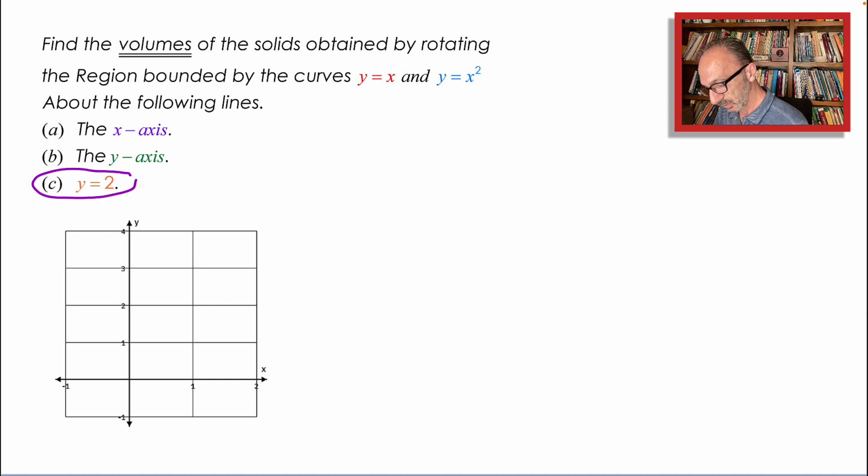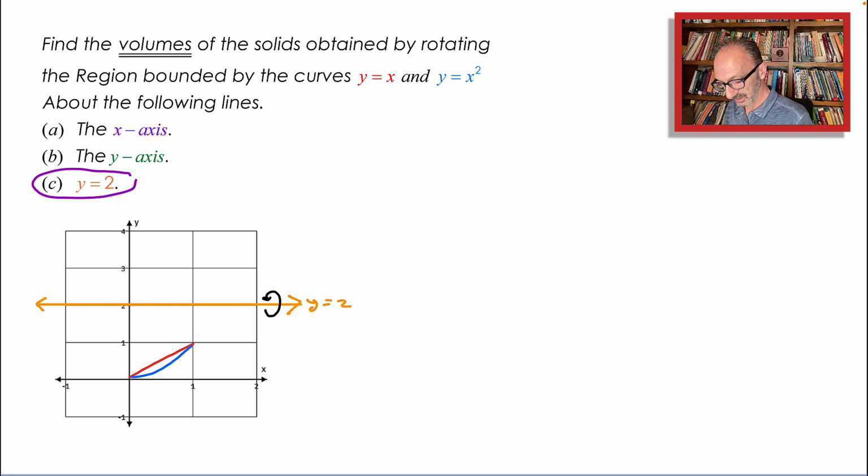So we have y equals x, which is in red. That's y equals x. And the light blue, y equals x to the second. And this is y equals 2. We're going to rotate about y equals 2, so we're going to go about this line.